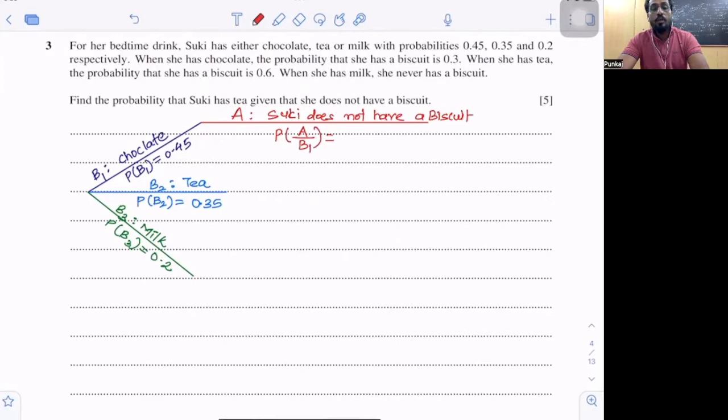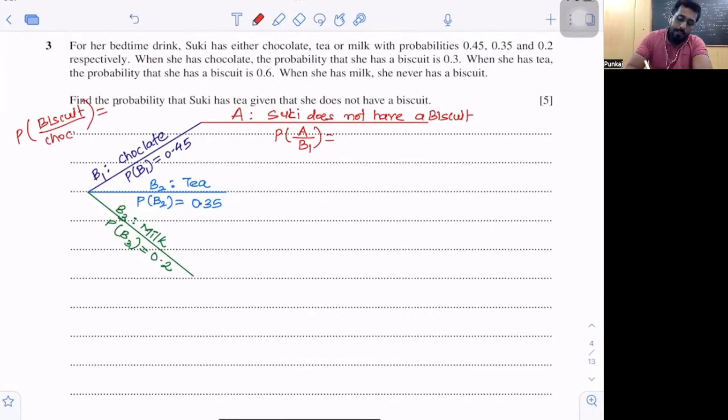So A under B1 means what? So she has eaten a chocolate. What's the probability that after eating a chocolate, she also has a biscuit? So that probability is given to us as how much? That probability is 0.3, right? So I should write probability of biscuit under chocolate. So she has already eaten a chocolate. Now she's going to eat a biscuit. The probability is how much?